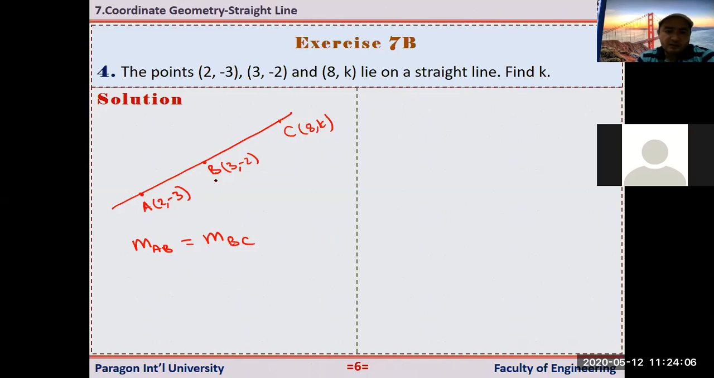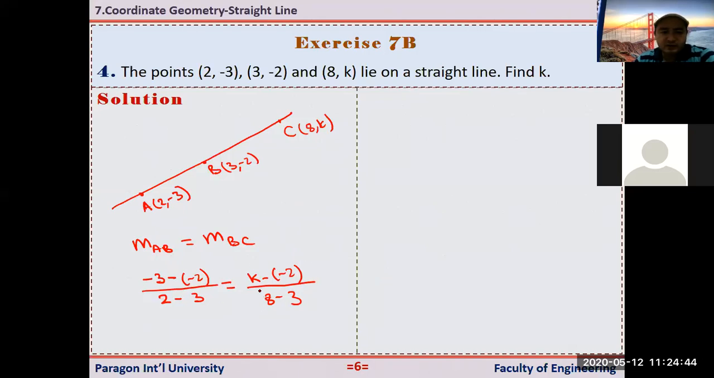So what is the gradient of AB? It is -3 minus y2, which is -2, over 2 minus x2, which is 3, equals, how about the gradient of BC? It is k minus -2 over 8 minus 3. Okay, and that is really important.